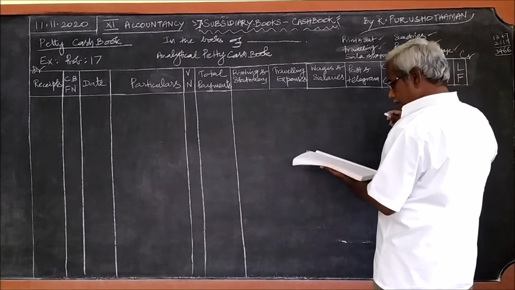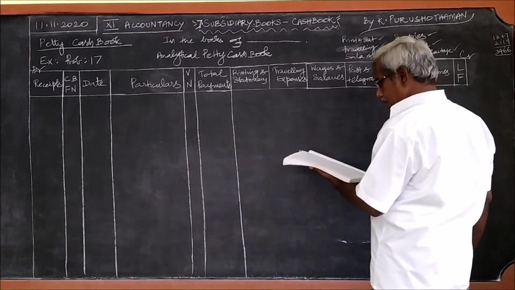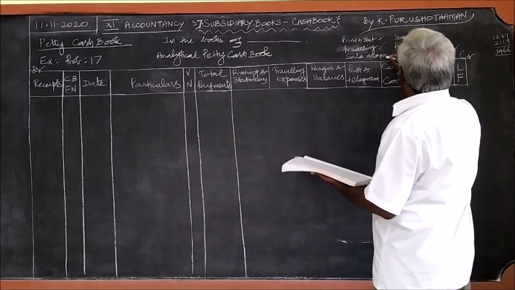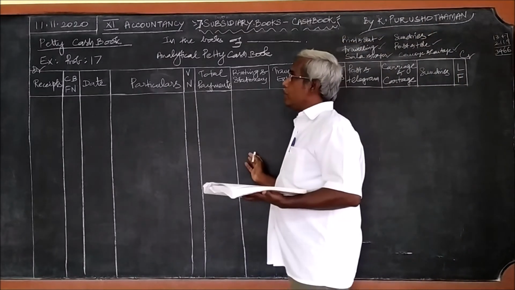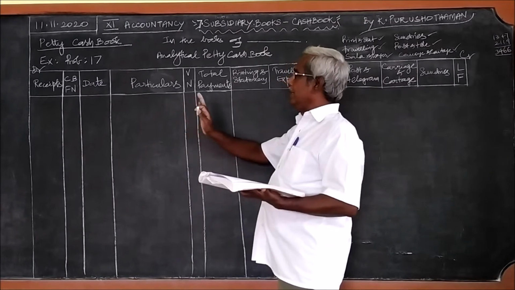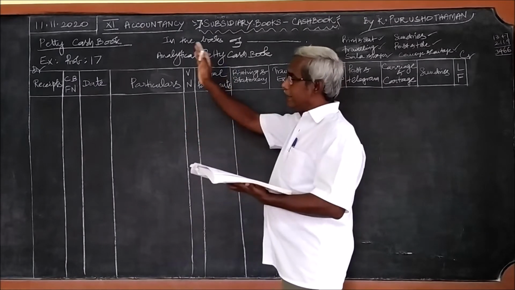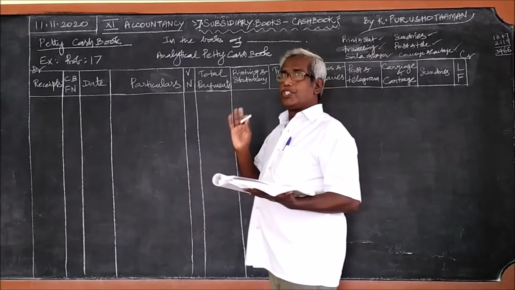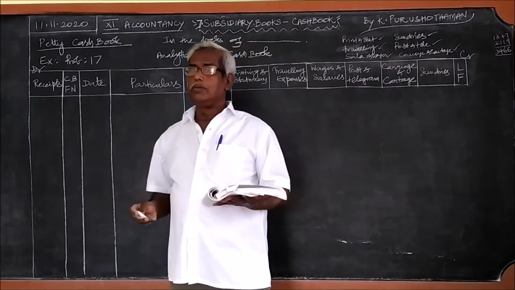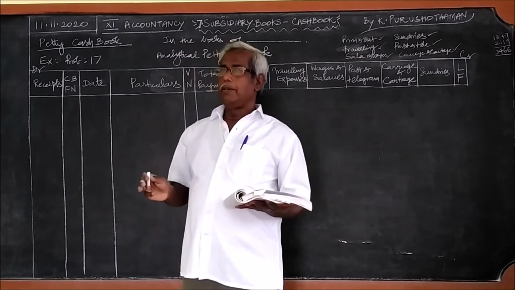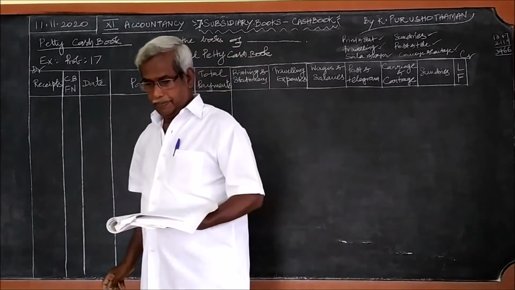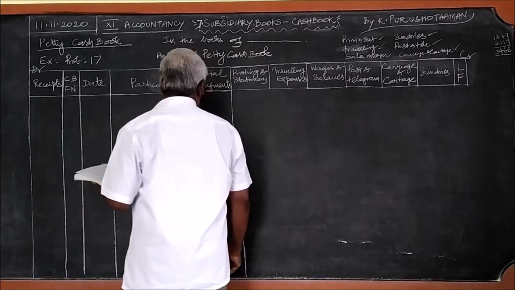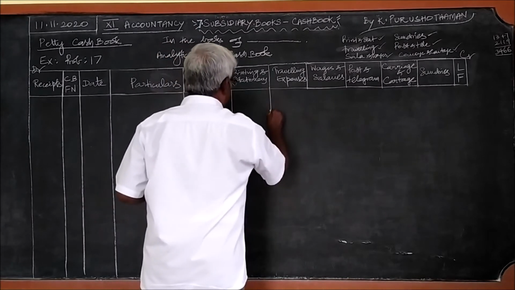The same number of columns here, and all the same six columns, that what we used in problem 16 is used in 17 also. In problem 16 whatever columns we used, the same number of columns are there in 17 also. So we shall draw the columns, same number of columns.